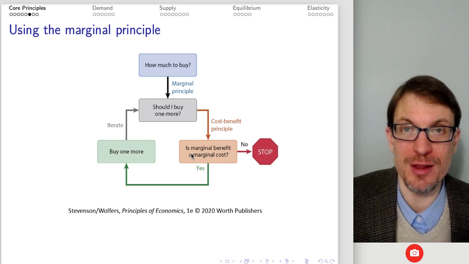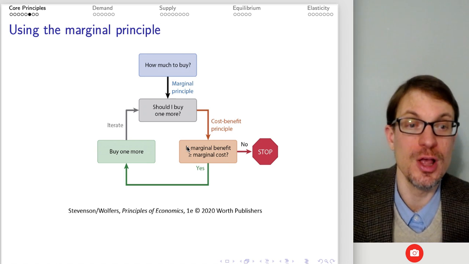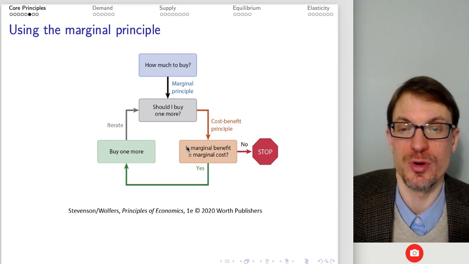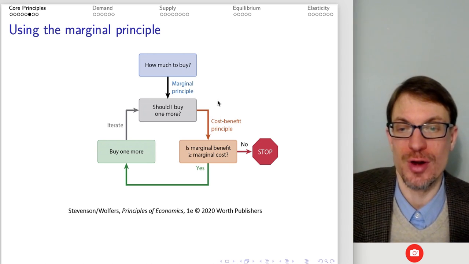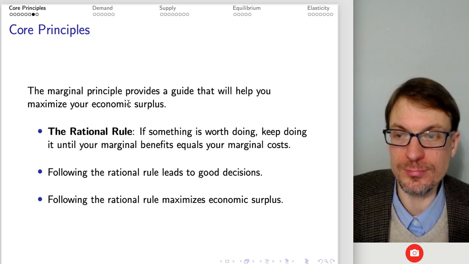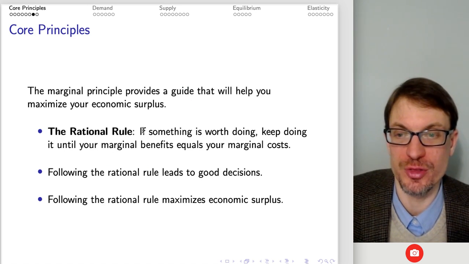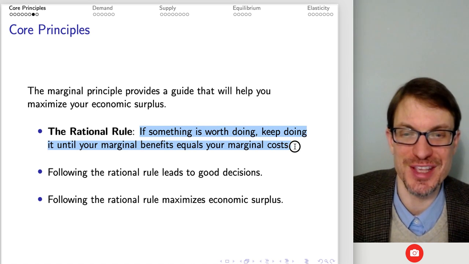What happens if the marginal benefit exactly equals marginal cost? Well, then you're optimizing, right? That's the optimal outcome. That's where marginal benefit equals marginal cost, where you'd have reached whatever is the maximum that you're able to attain. All right, so the marginal principle gives us this guide that helps us maximize surplus, right? The rational rule says if something's worth doing, keep doing it until the marginal benefit equals the marginal cost.